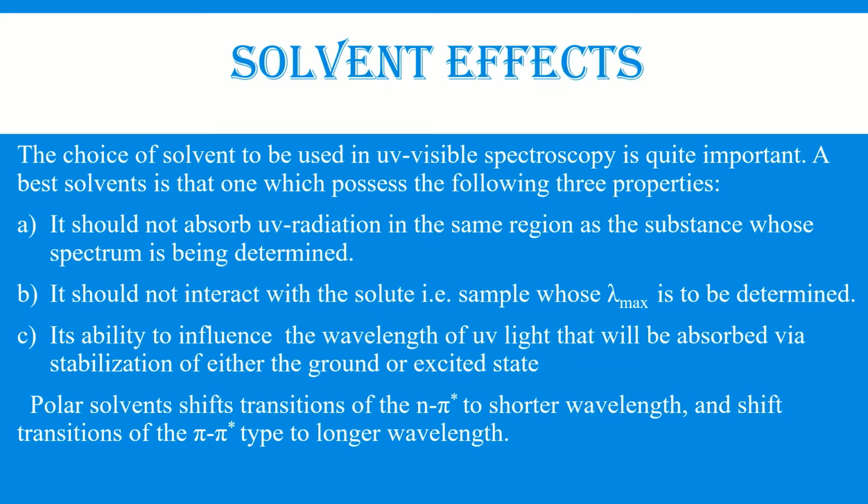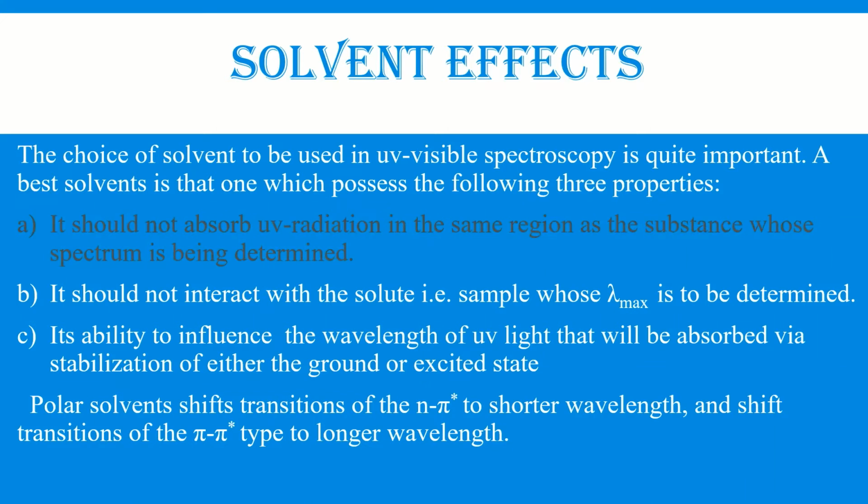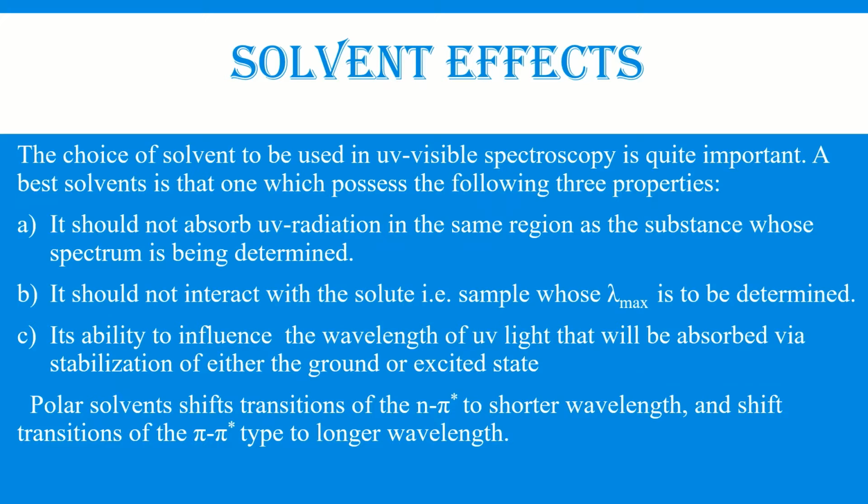The choice of solvent to be used in UV visible spectroscopy is quite important. That's why the best solvent is one which possesses the following three properties. It should not absorb UV radiation in the same region as the substance whose spectrum is being determined. It should not interact with the solute, the sample whose lambda maximum is to be determined. It means a non-polar solvent that does not form hydrogen bonds with the solute, thus a fine structure is often observed. In polar solvents, hydrogen bonding forms a solute-solvent complex and the fine structure may disappear.